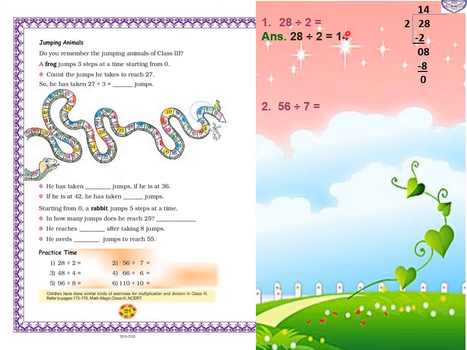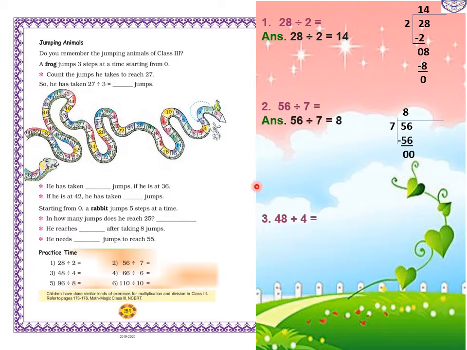Now number 2, 56 divided by 7. In the 7 table, when will 56 come? Yes, 7 eights are 56. So 56 minus 56 we will get 0. So our answer is 56 divided by 7 equal to 8.